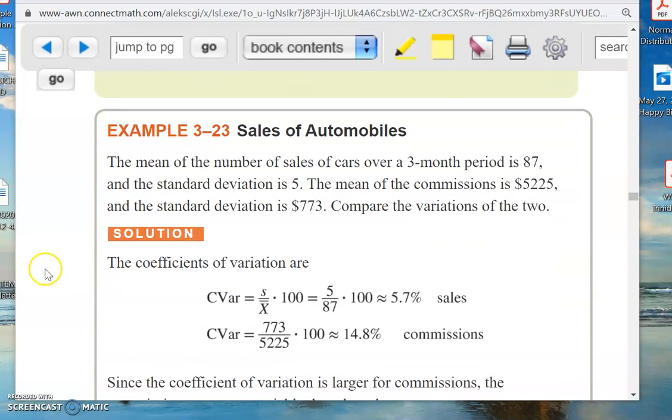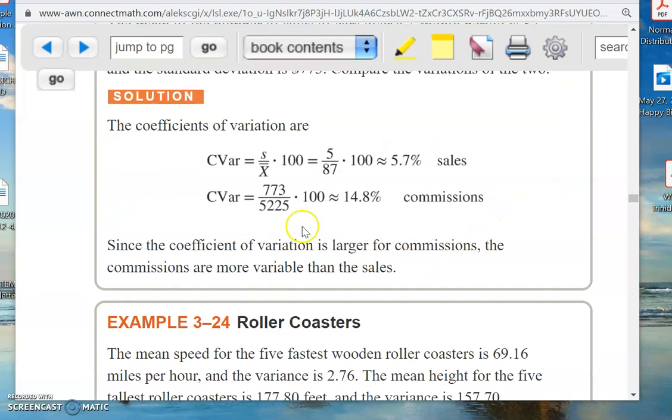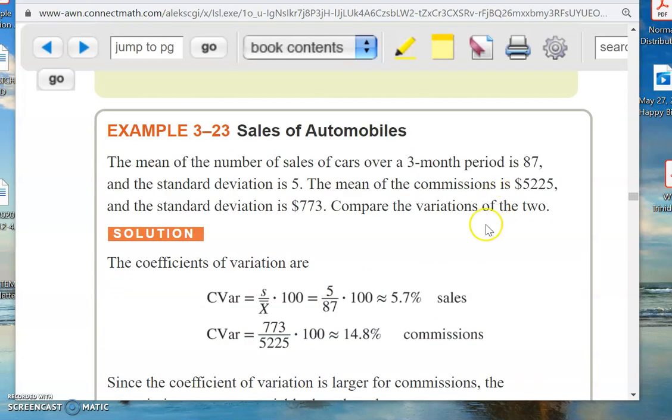All right, so let's take a look at this. We've got the sales of automobiles, okay? And we've got two different things here. We have the mean of the number of sales, and we have the mean of the commissions, okay? So we just plug into the formula, and what do we come up with? We come up with 5.7%, 14.8%, okay?